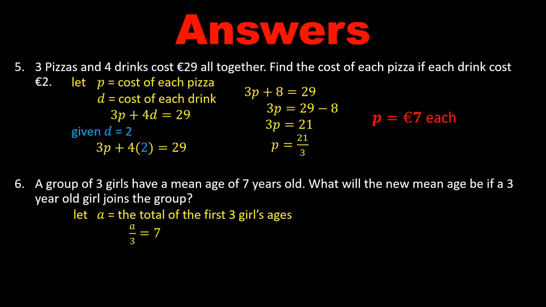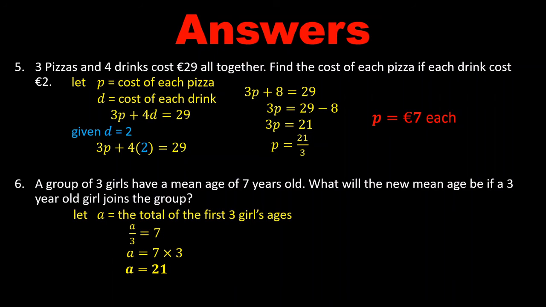Now the reason I did that is to help me find out what the total of the first 3 girls' ages is. So rearranging this equation, A is being divided by 3. The opposite of divide is multiply. So A is equal to 21. The first 3 girls have a total age of 21.